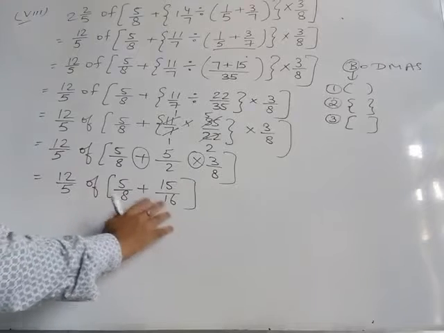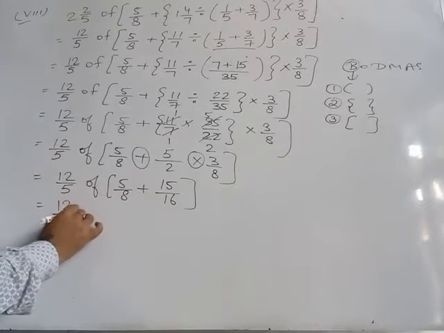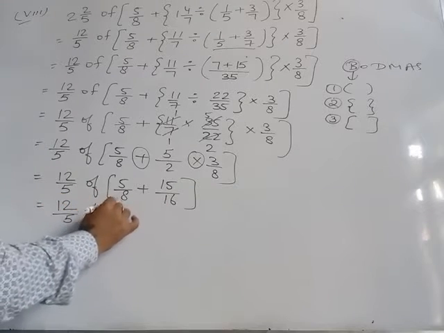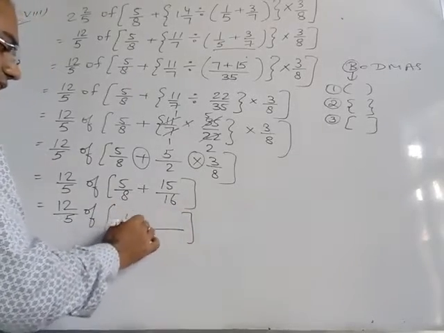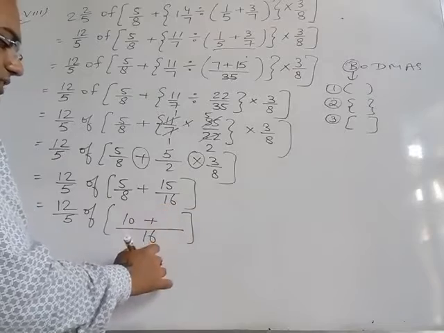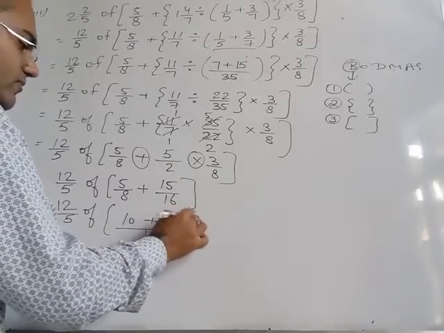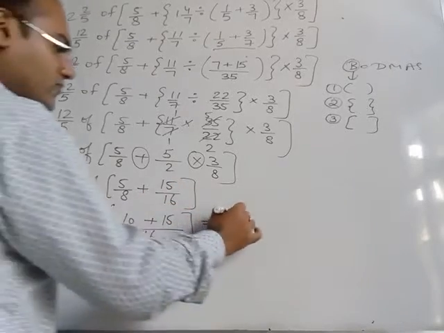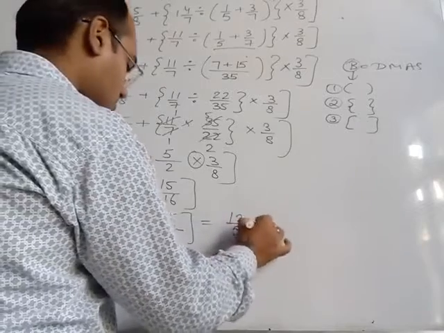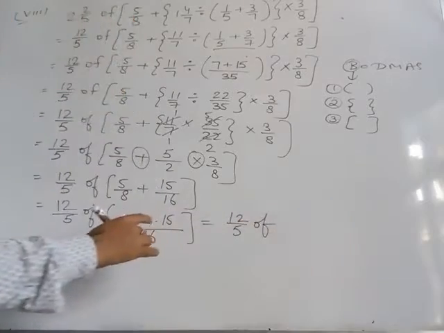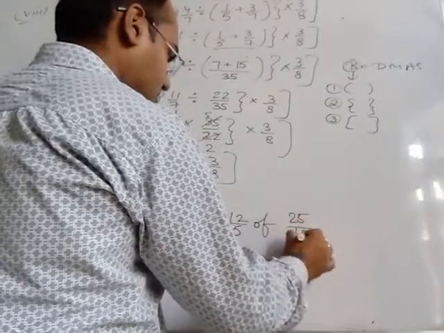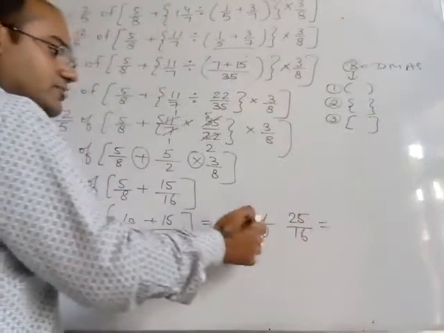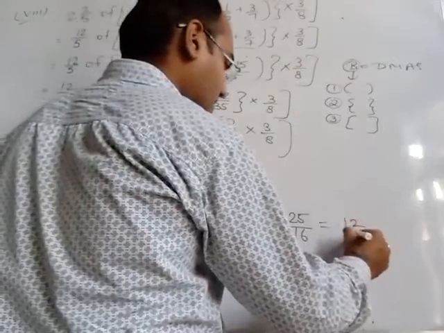Now we will add these two numbers with the help of LCM. We will take LCM. LCM of 8 and 16 will be 16. Here we will get 10. 16 1s are 16. 1 into 15 will be 15. Now 12 upon 5 of 10 plus 15, 25 upon 16. Now of means multiply, we will change into multiply.